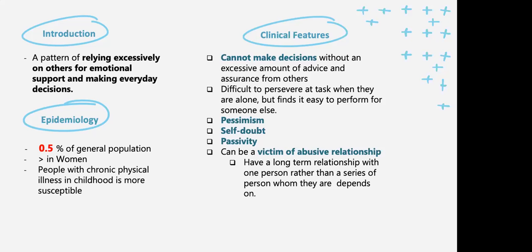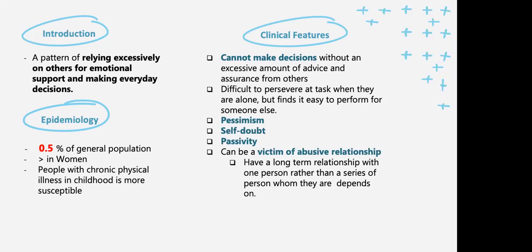Okay, for dependent personality disorder, it is a pattern of relying excessively on others for emotional support and making everyday decisions. These people are very dependent on other persons. For epidemiology, it accounts for about 0.5% of the general population. It is more common in women, and it is found that people with chronic physical illness in childhood are more susceptible to developing this personality disorder.